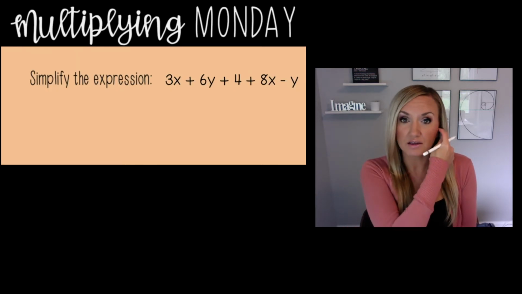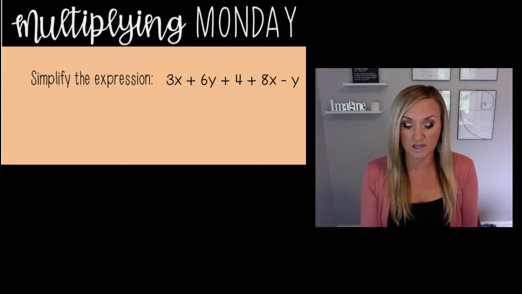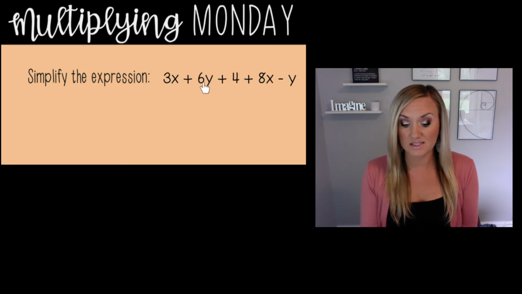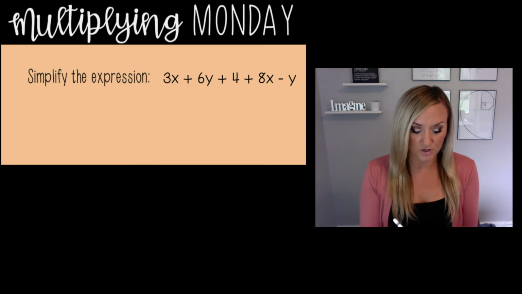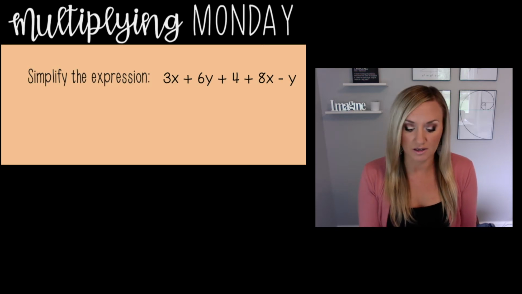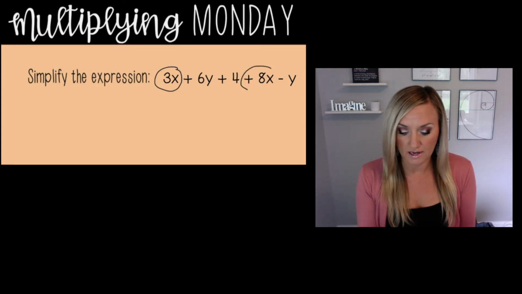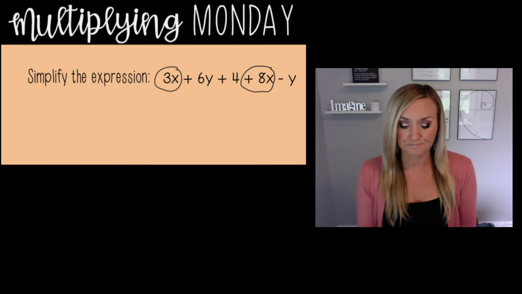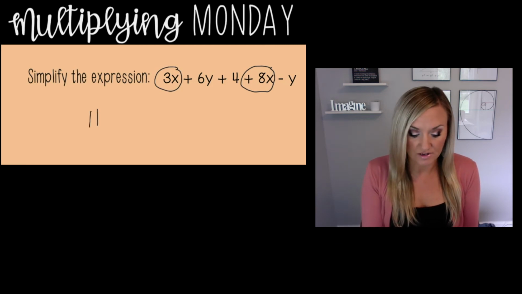We are simplifying this expression, and within this expression, the 3 is multiplying that x, right? The 6 is multiplying the y. Then we have 4, the 8 and the x, and then minus y. But we want to simplify, which means we're going to combine like terms. So what we're going to do first is identify which terms are like. So the 3x is also a common term with the 8x. And I always circle the sign that's in front of it because it does belong to it. So 8x and 3x is 11x.